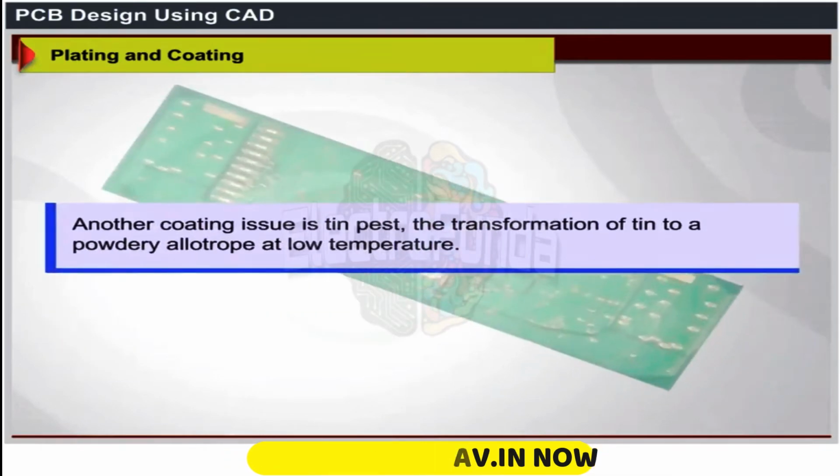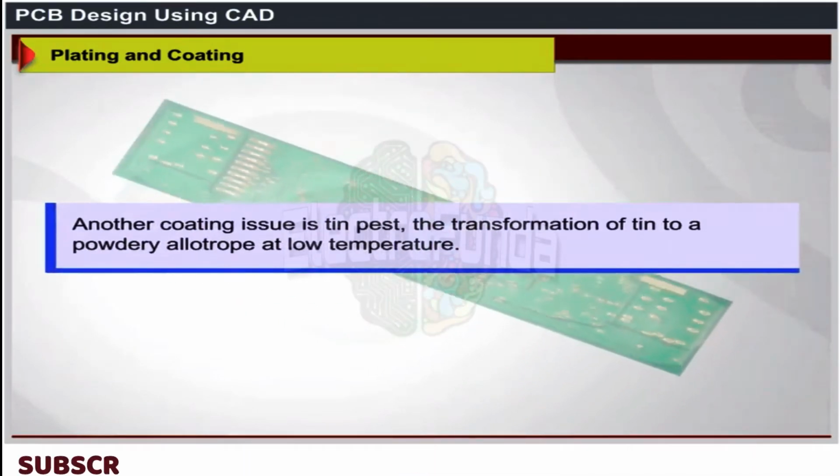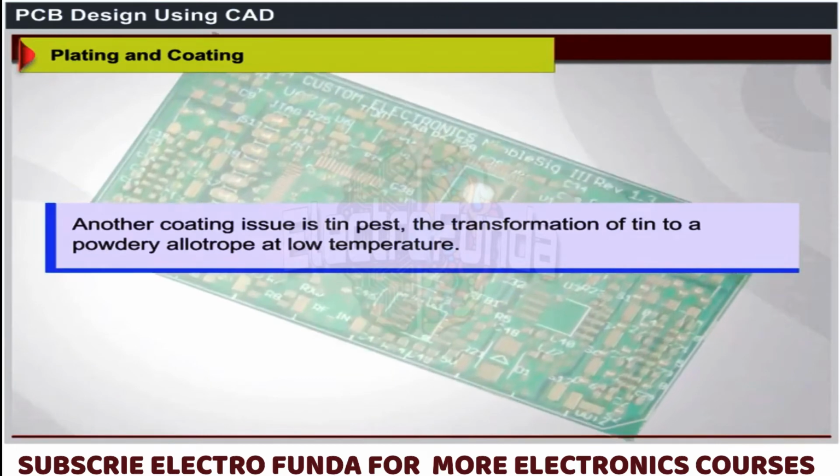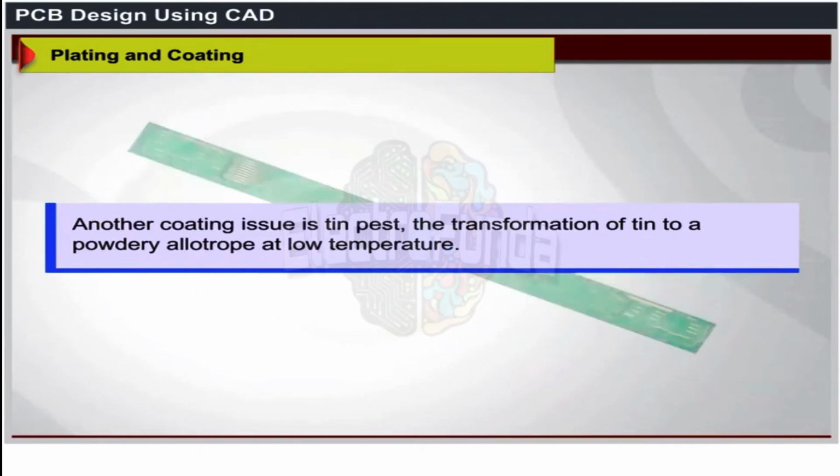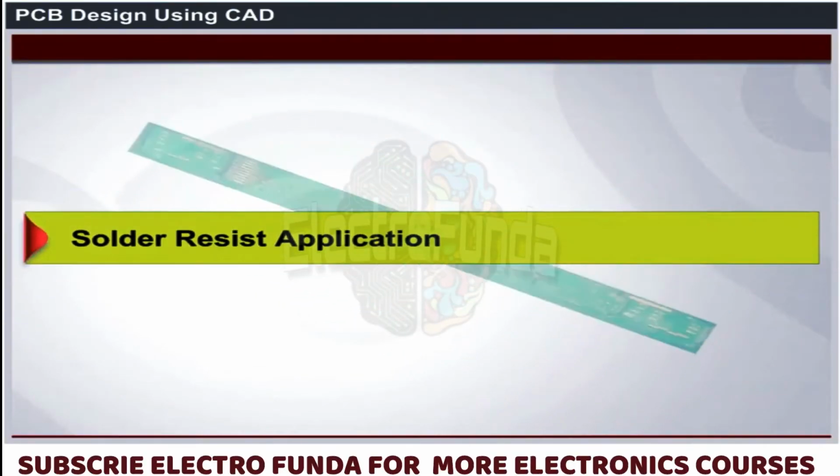Another coating issue is tin pest, the transformation of tin to a powdery allotrope at low temperature. Solder resist application.